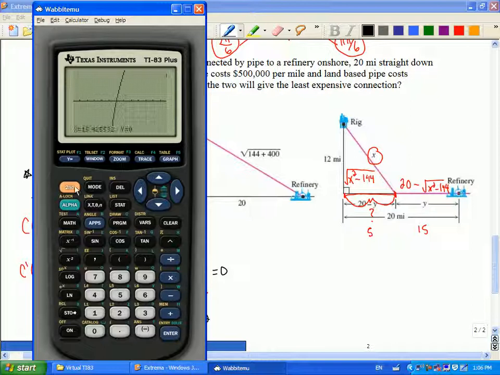Okay. And I'll calculate a 0. So where the cursor is right now, if I'm just trying to get an idea, it's about 15 is my answer. So when I calculate a 0 with the TI-83, a good left bound would be something like 14, and a right bound, 16, and then I'll guess that it's 15, like I said with the cursor. And there, it comes back. So the derivative is equal to 0 when x is 15 miles through the water.